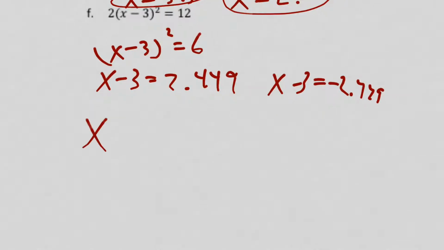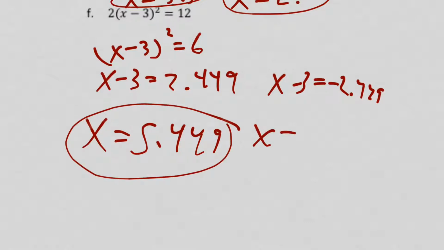After that, you're just going to add 3 to both sides. And then add that to both sides, which should get you negative 0.550. No, positive. Positive 0.55.